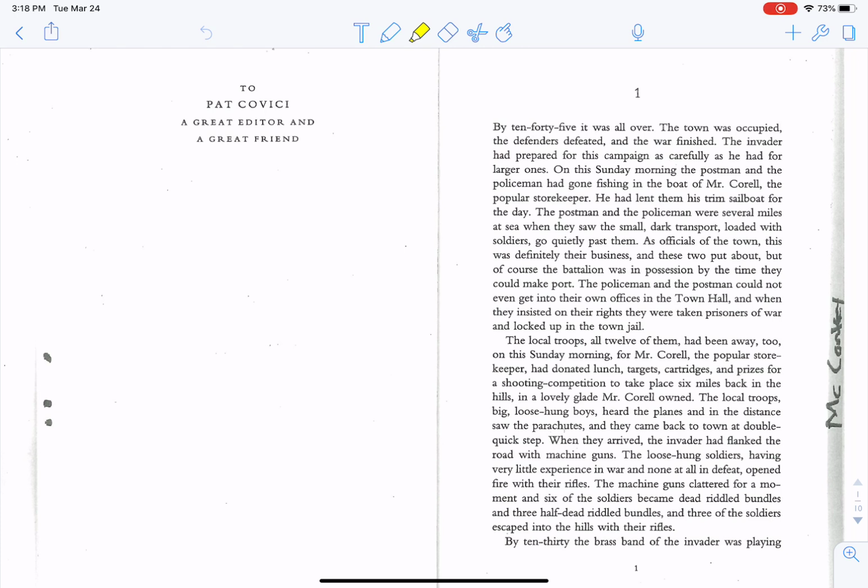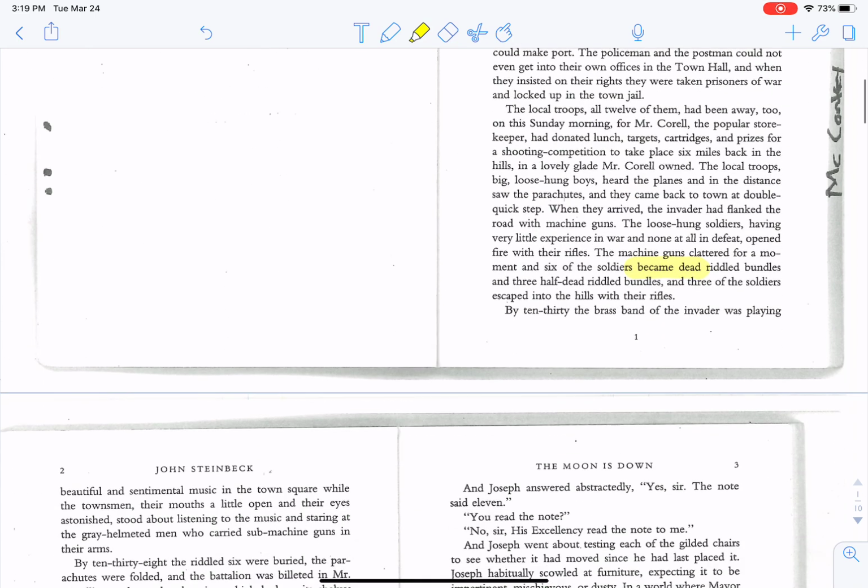Steinbeck kicks this off from page 1 when he discusses the invasion itself. Right, the very bottom of page 1, the machine guns clattered. That's the machine guns of the invaders. Clattered for a moment, and 6 of the soldiers, and he uses this interesting phrase, became dead. He doesn't say they were slaughtered. He doesn't say they were brutally murdered. He says they became dead. In a lot of war books, there's much more graphic imagery used, but Steinbeck has this strange, simple phrase, became dead. We see the shock then of the town as they try to adjust to this new reality that they're not experienced with.